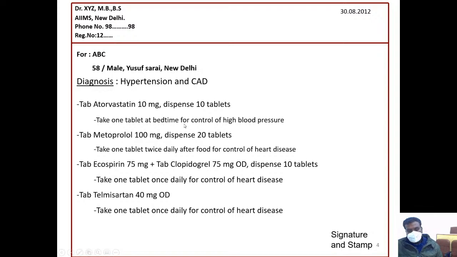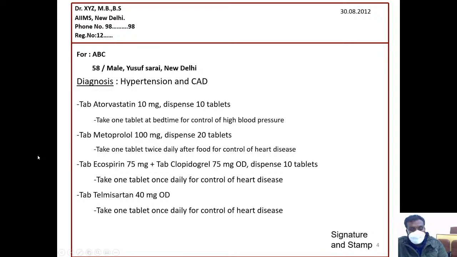So you are giving atorvastatin 10 mg, then you are giving metoprolol 100 mg, dispense 20 tablets. So why you are giving metoprolol? Metoprolol is a beta blocker, and it decreases the heart rate, and it decreases the oxygen demand to the heart, and it decreases the workload of the heart. It also decreases the blood pressure, so the patient has to take one tablet of metoprolol 100 mg twice daily after food for control of heart disease.